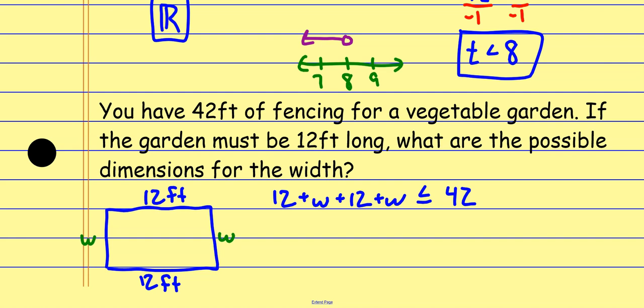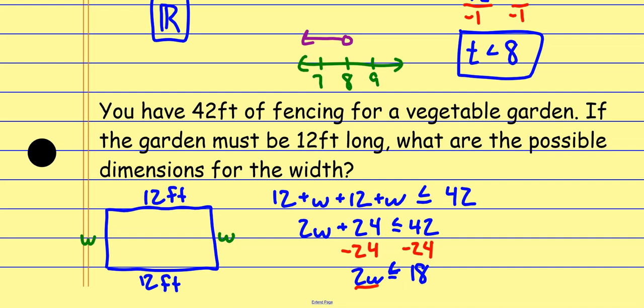And so now I simplify by combining like terms. So I've got the 2W and the 24. I undo addition by subtracting. And it looks like that gives me an 18. Oh, and there I went again. I dropped my inequality symbol. Let me fix it. And now to undo multiplying by 2, I'm going to divide each side by 2.